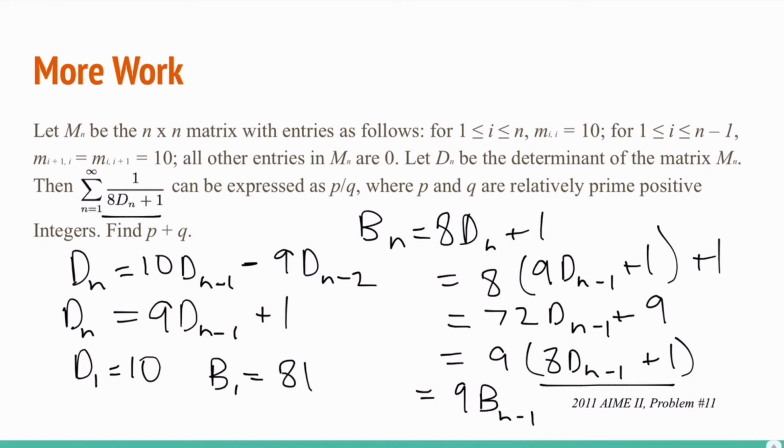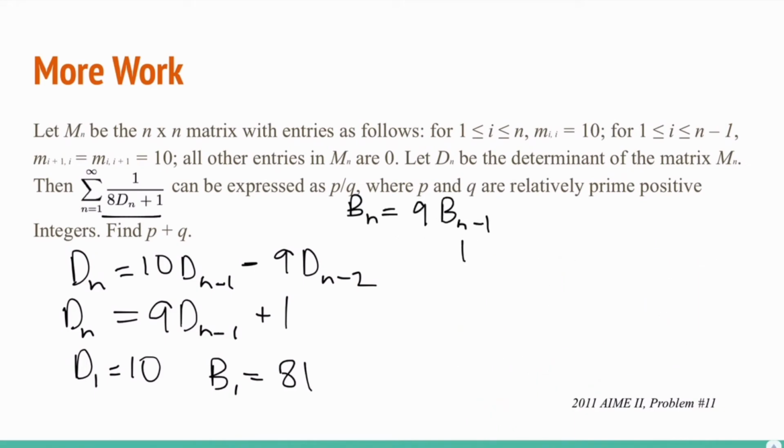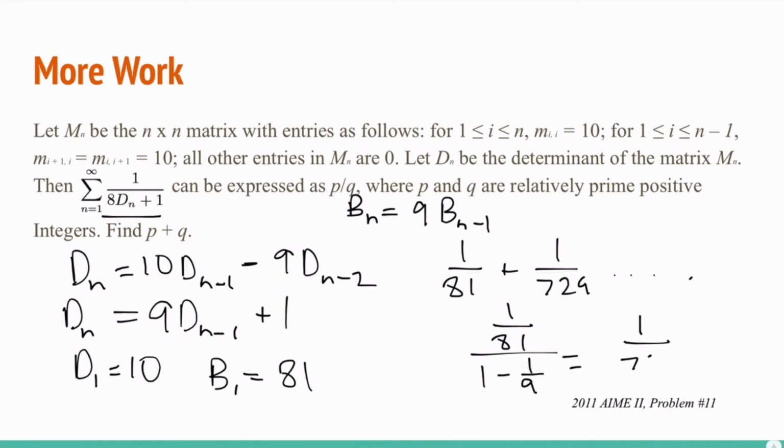So our final infinite sum just becomes 1 over 81 plus 1 over 729 continued. And from the infinite sum formula, we get this is 1 over 81 over 1 minus 1 over 9, which equals 1 over 72. And this is equal to P over Q, and we need to find P plus Q, which is 73. And that is our answer.